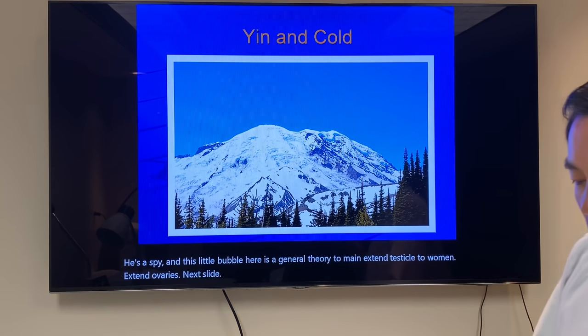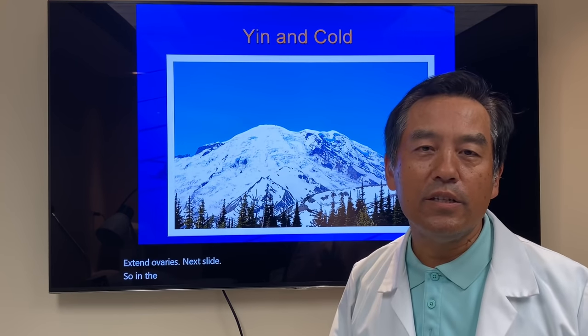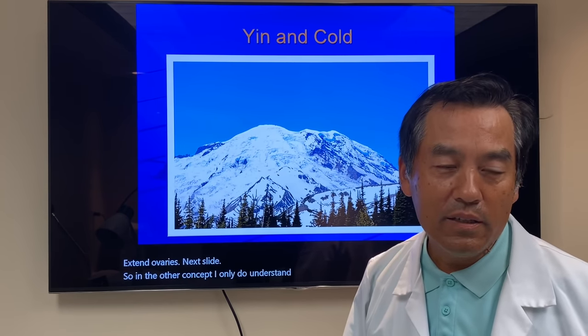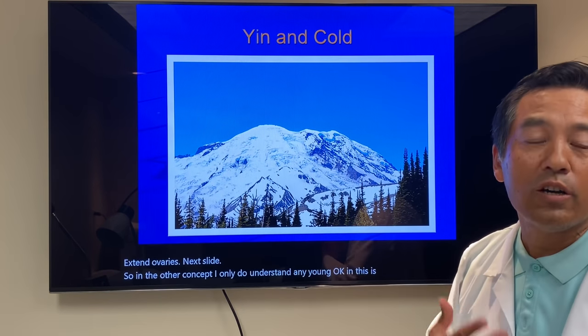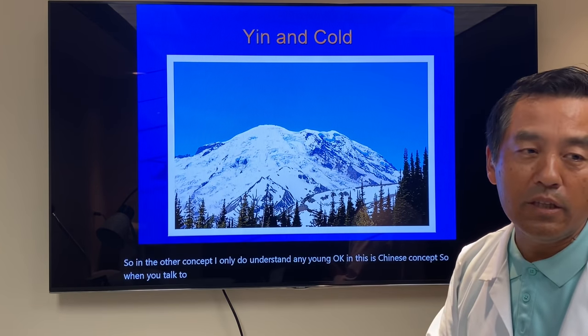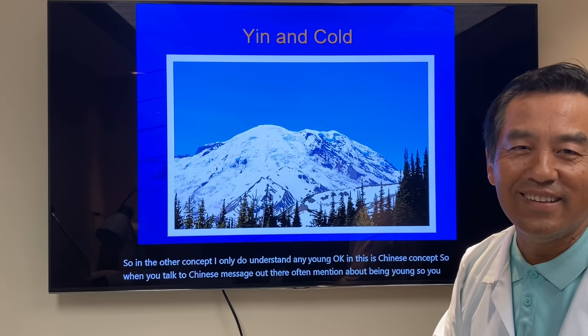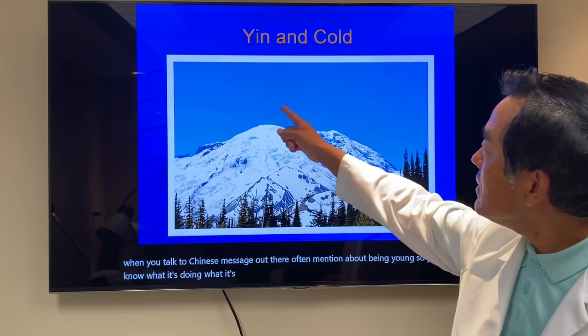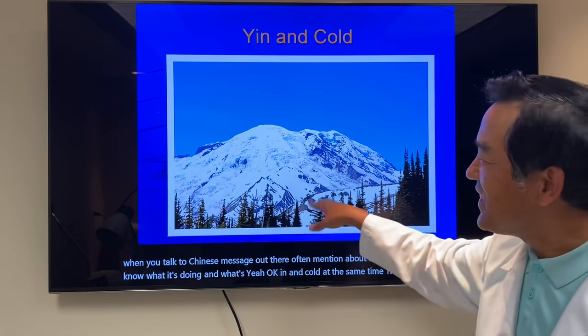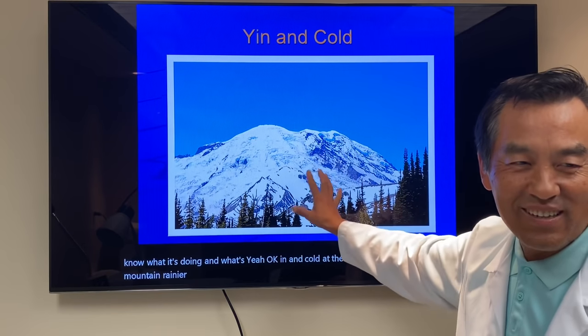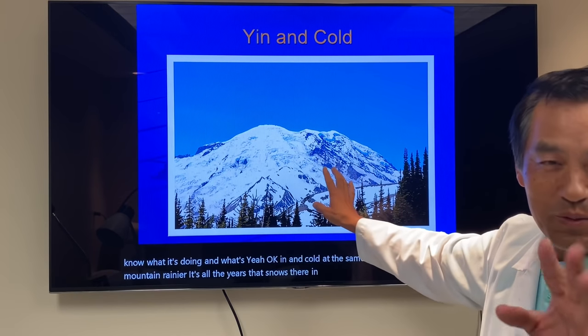So in the other concept, I wanted you to understand is the yin and yang, okay? Yin and yang is a Chinese concept. So when you talk to a Chinese medicine doctor, they often mention yin and yang. So you have to know what is yin and what is yang, okay? Yin and cold are the same. This is the top of Mount Rainier, okay? It's all yin, the snow there and the cold. That's yin, okay? I want you to remember that.